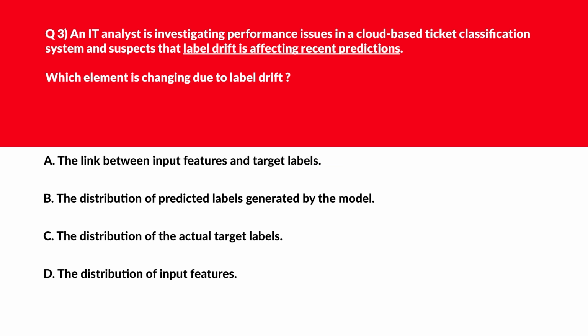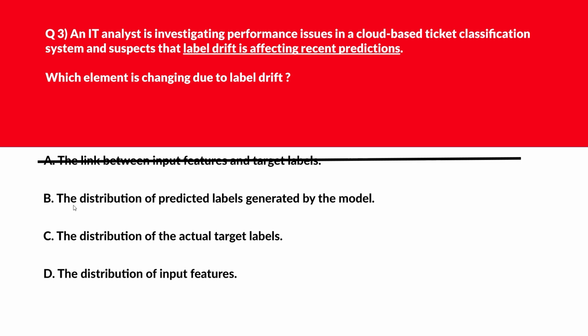Let's bring the heat to the snow. This is all about suspecting label drift is affecting recent predictions. Option A says the link between input features and target labels. Concept drift is a change in the relationship between input features and target labels, while label drift is a change in distribution of target labels. Hence, incorrect.